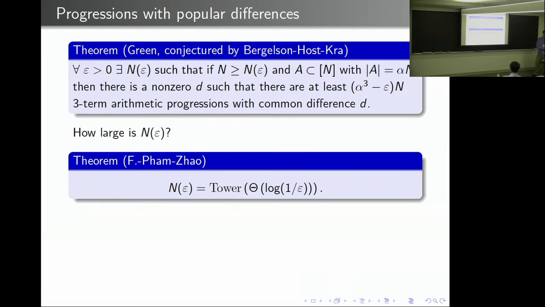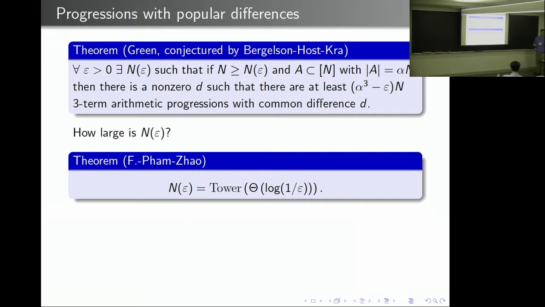So is this fixing alpha as an absolute constant? So this is looking over all alpha. If you fix alpha and epsilon, you can make an N alpha of epsilon, and this is going to be the supremum over all alpha of N alpha of epsilon.